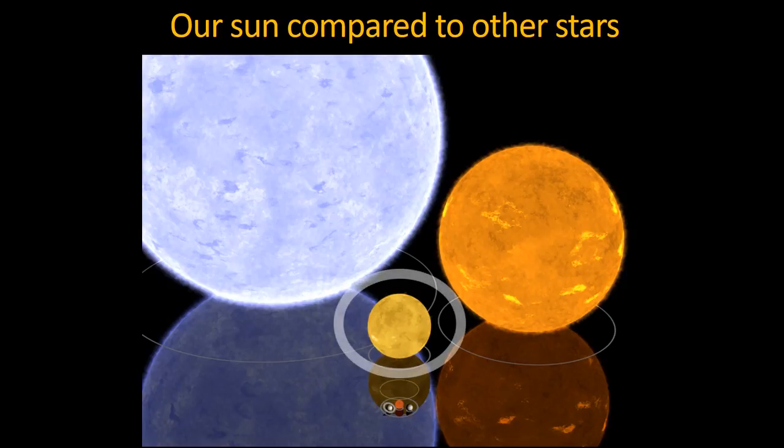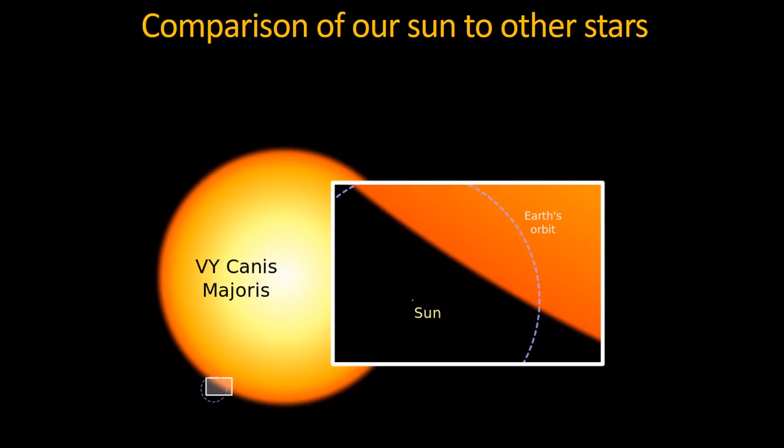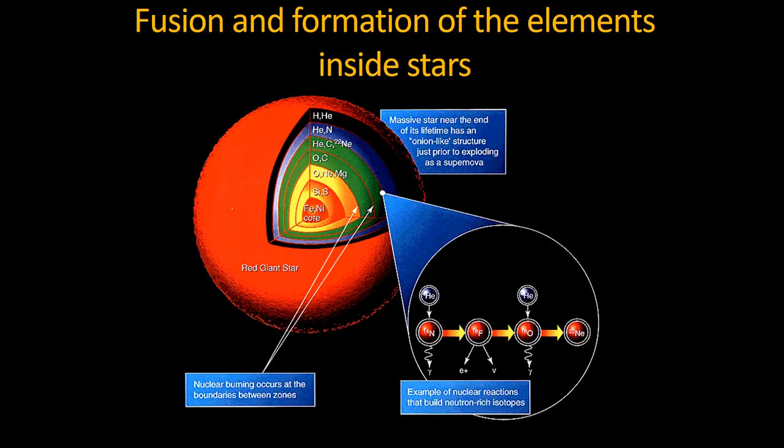Our sun is that small yellow one. Stars can be much smaller, and they can last a very long time. And stars can be much larger, and they don't last as long at all. In fact, there's our sun next to some of the largest stars we know about. And as you can see, they are enormous compared to our sun. And that's actually very important directly to us.